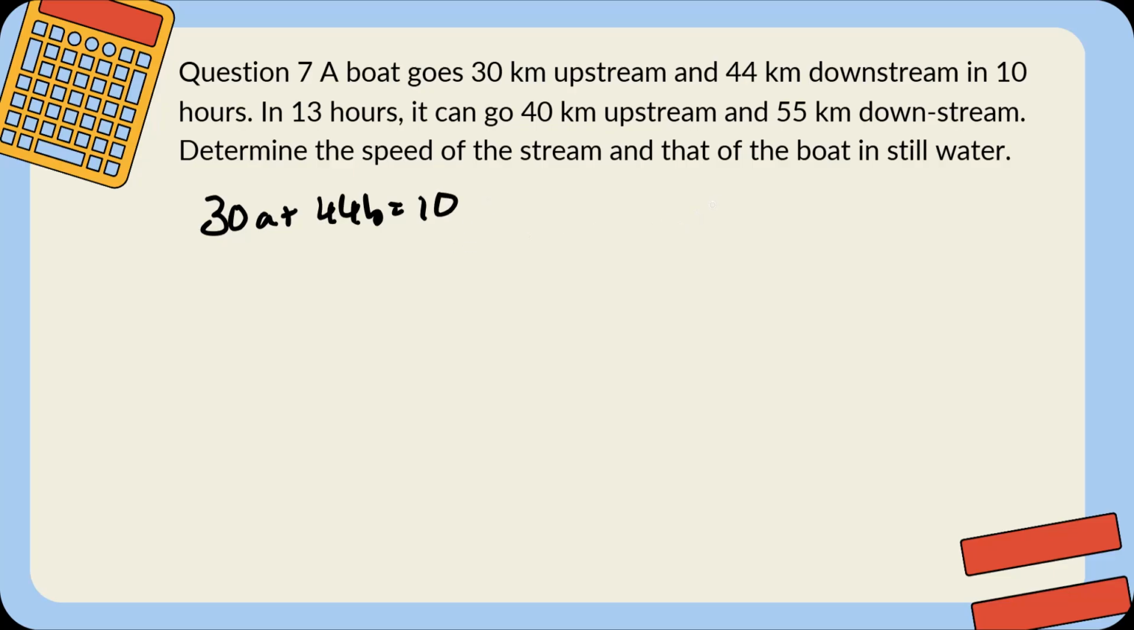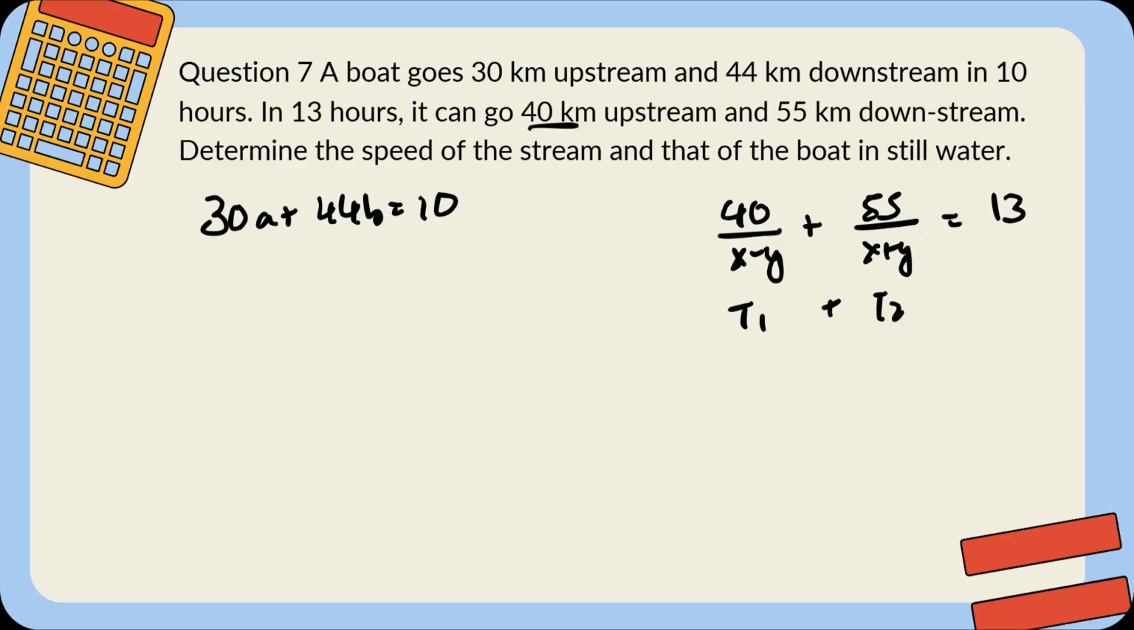So 30a plus 44b is equal to 10. Now, what about the second situation? It is 13 hours, right? 40 kilometer upstream, so 40 by x minus y, that is the time 1. What is the time 2? 55 by downstream, so 55 is distance by x plus y. The total time is 13 hours. So I can rewrite it as 40a plus 55b is equal to 13.